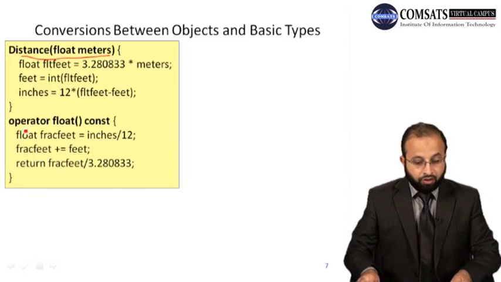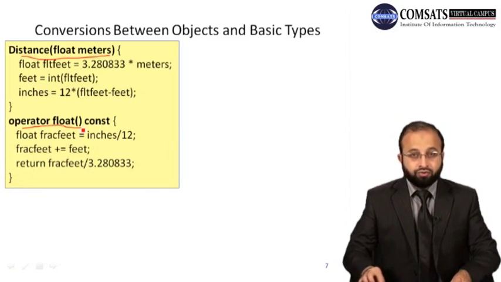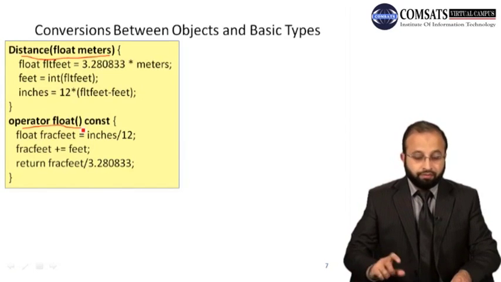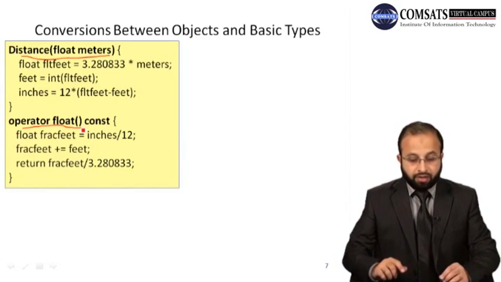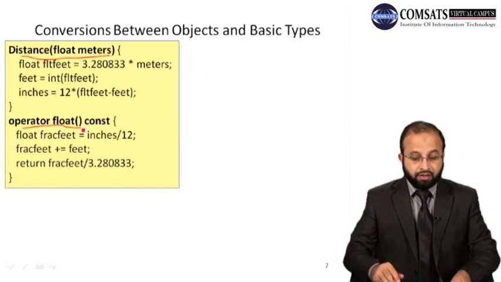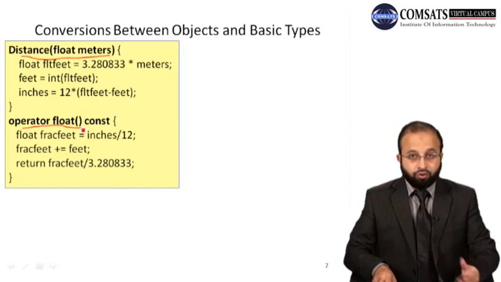The other one is the operator float function. That operator float function is used to convert the distance object into the float type, right? So ये हमने last class में भी देखे थे, last lecture में भी देखे थे. Now we will see these things in more detail.